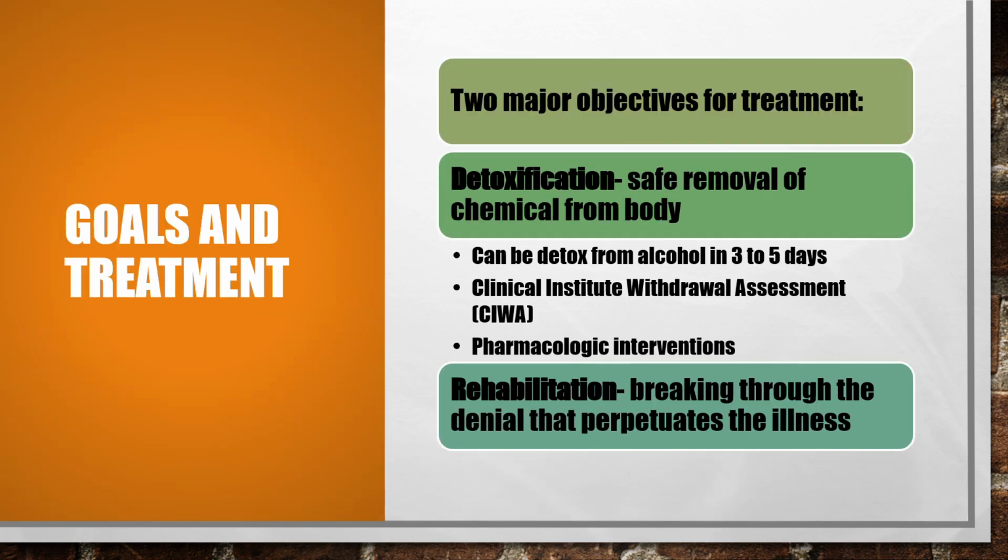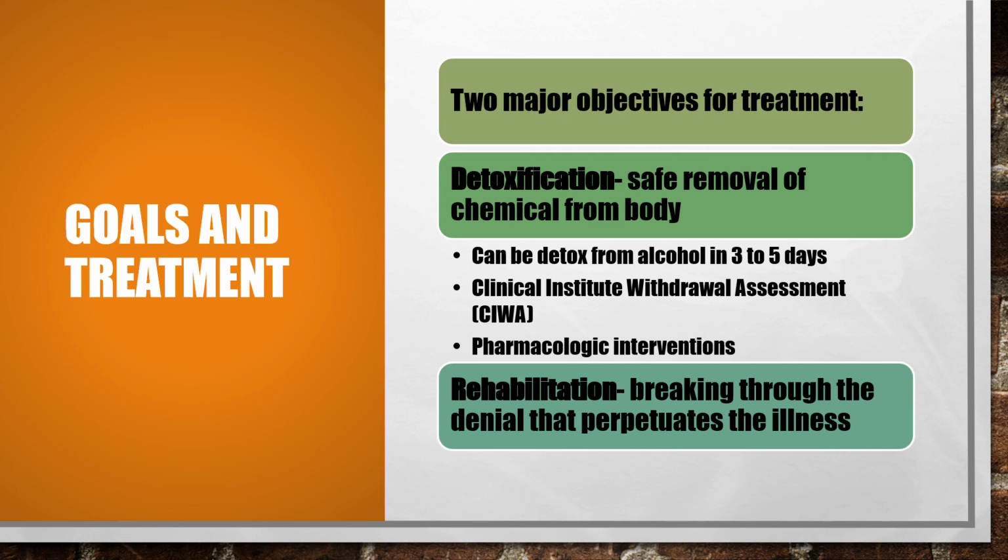So, goals and treatment for substance use. There are two major objectives for treatment. One is detoxification, the safe removal of the chemical from the body. Depending on the substance, but particularly alcohol, you can detox within about 3 to 5 days. They put the person on a CIWA protocol, those of you who have worked inpatient on the units, whether it's ICU or you possibly started in the ER and on the floor. We're looking for symptoms of withdrawal, and maybe a benzodiazepine such as Ativan or Valium is prescribed to help get through this withdrawal period.